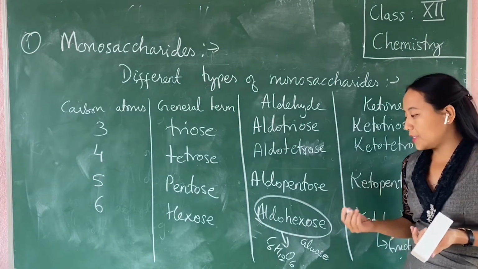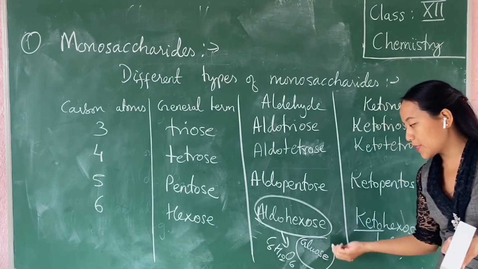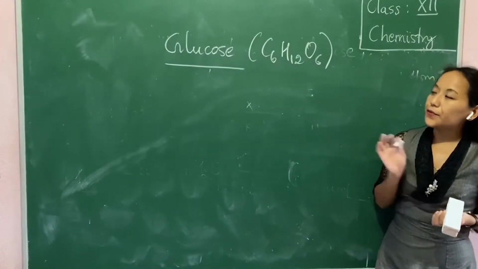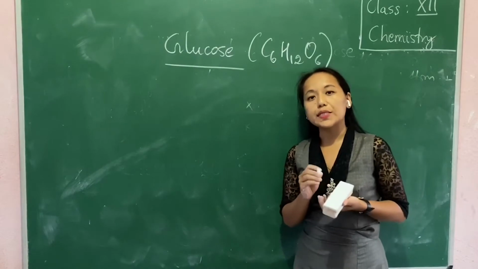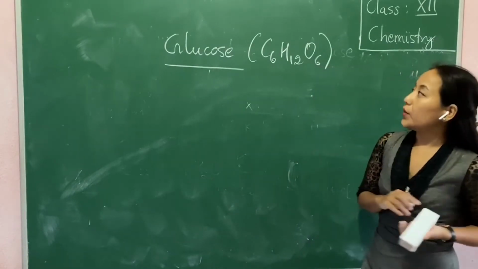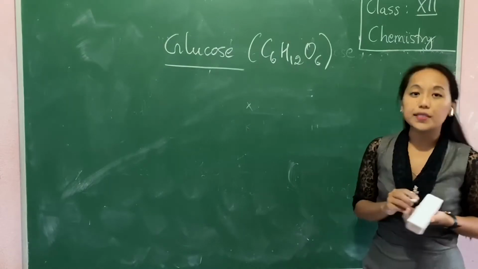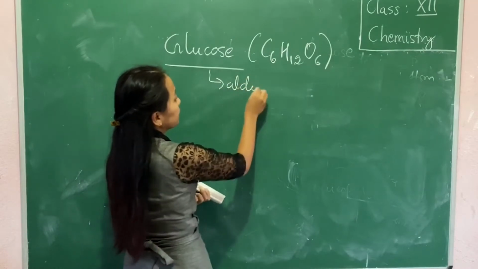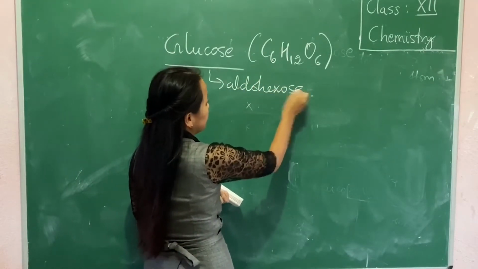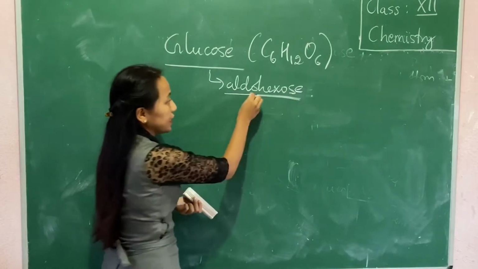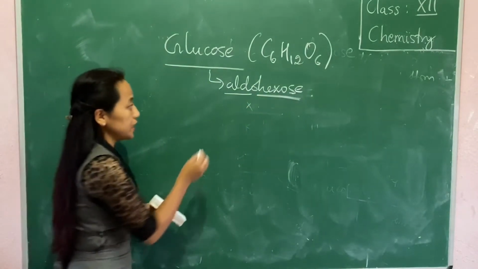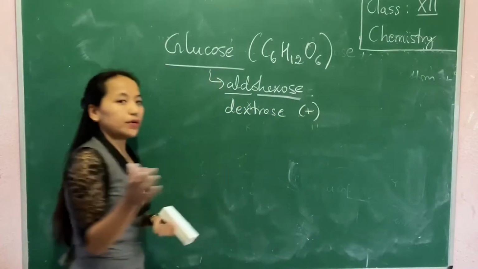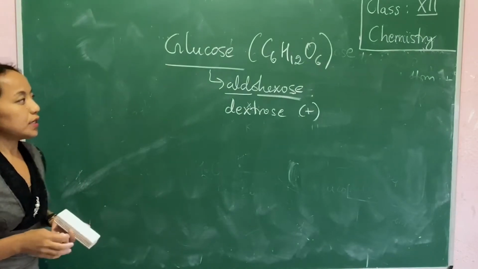Now we are going to study in detail the monosaccharides glucose and fructose. So we'll start with glucose first. The first monosaccharide that we are going to discuss in detail is glucose. We know that glucose has the molecular formula C6H12O6, and glucose is an aldohexose, which means it has 6 carbon atoms and it has aldehyde as the functional group. It is also a dextrose, meaning it rotates the plane of polarized light towards the clockwise direction.